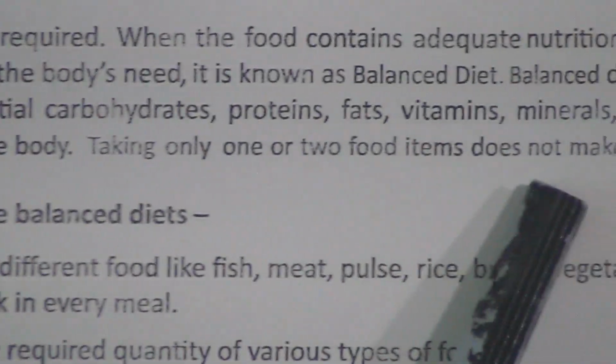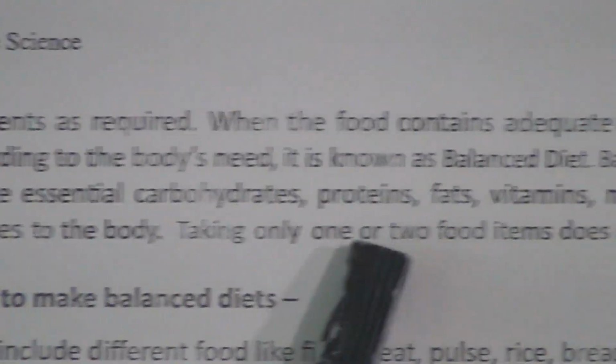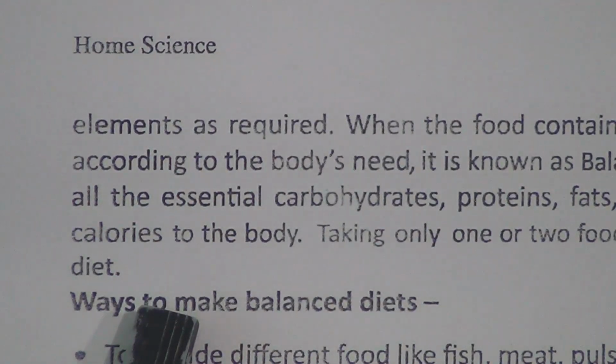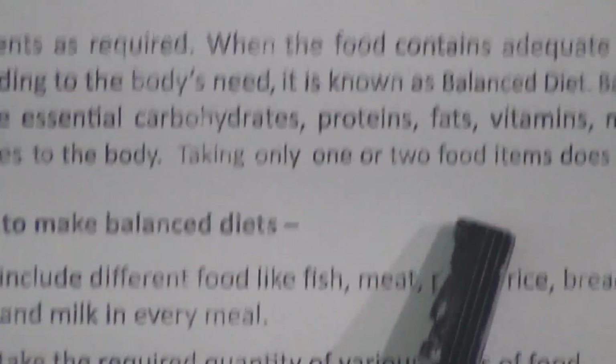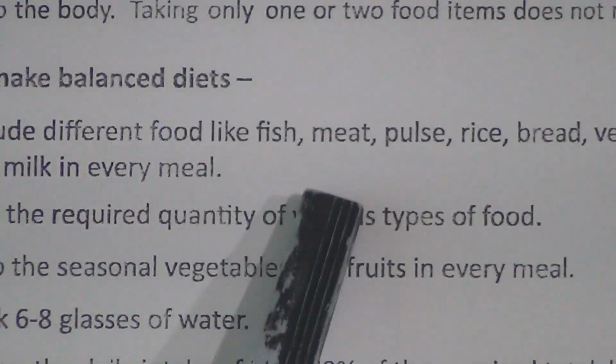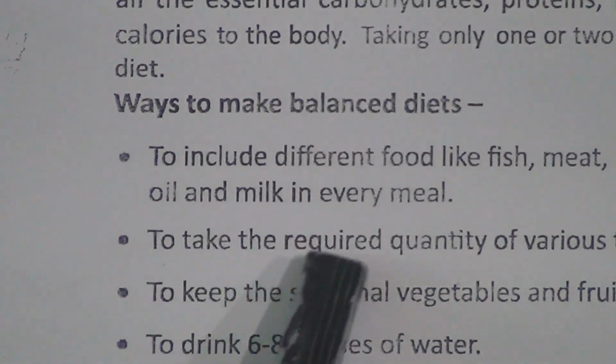So what does balanced diet supply? Balanced diet supplies carbohydrates, proteins, fats, vitamins, minerals, water and calories to the body. Taking only 1 or 2 food items does not make a balanced diet. Ways to make balanced diets: to include different foods like fish, meat, pulse, rice, bread, vegetable food, oil and milk in every meal.